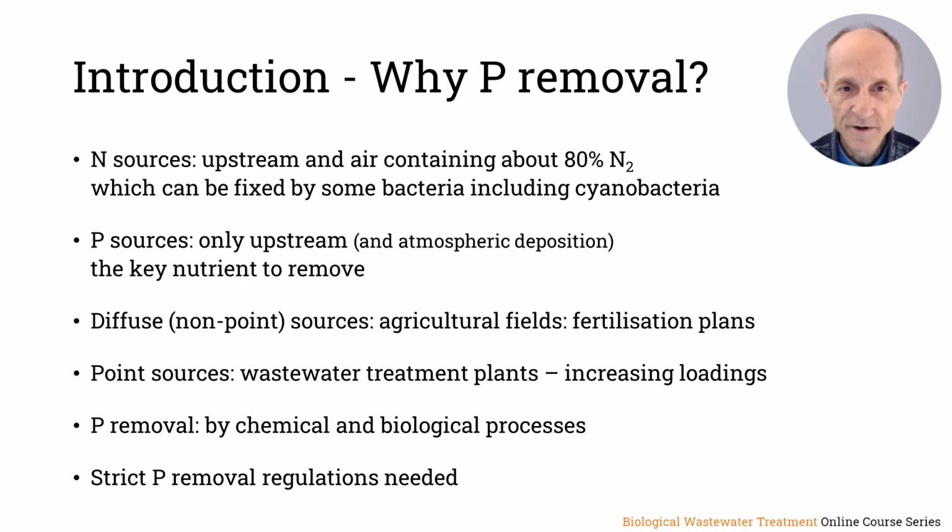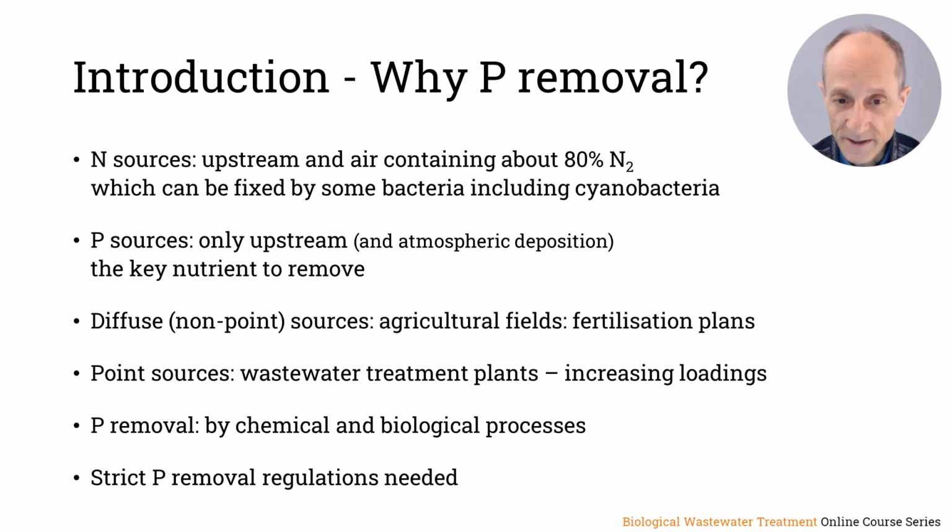In freshwater, nitrogen sources come from upstream, but can also come from air, which contains approximately 80% of nitrogen gas. This nitrogen gas can be fixed by some bacteria, including photosynthetic cyanobacteria. Phosphorus, however, can only come from upstream of aquatic systems and marginally from atmospheric deposition, such as dust from the Sahara Desert in Africa that has been shown to fertilize the Atlantic Ocean and the Amazon Basin in South America.